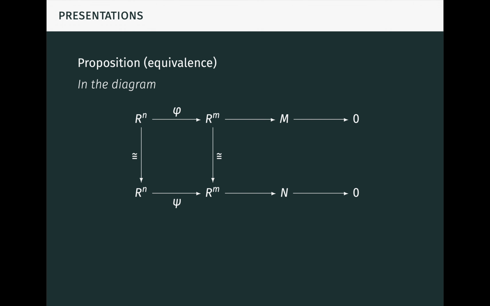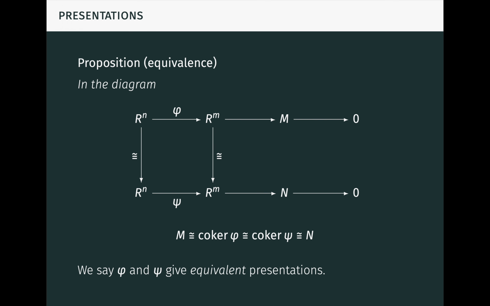On that note, consider two presentations related by isomorphisms as in this diagram. In this diagram, the presented modules are isomorphic. The proof is trivial, so I leave it to you. Intuitively, the isomorphisms between the presentations just represent changes of bases in R^n and R^m, which don't change the structure of the presented module. We say that phi and psi give equivalent presentations, and that the cokernel operation respects equivalence. We can also talk about equivalence of presentation matrices, and we'll do so later in this video.